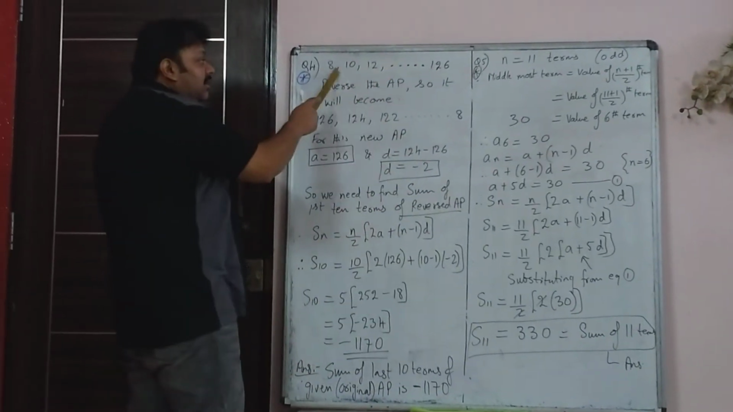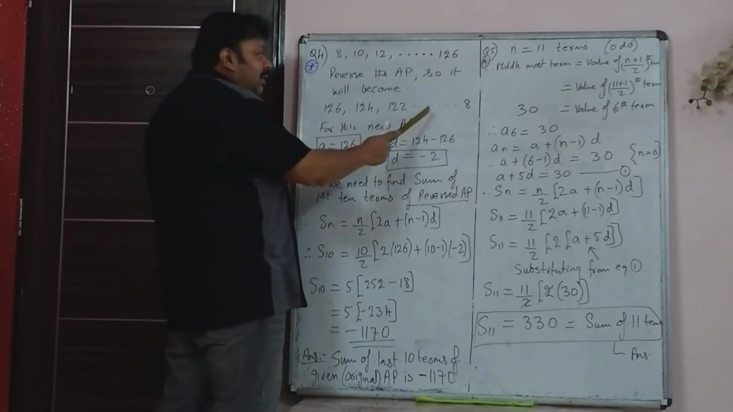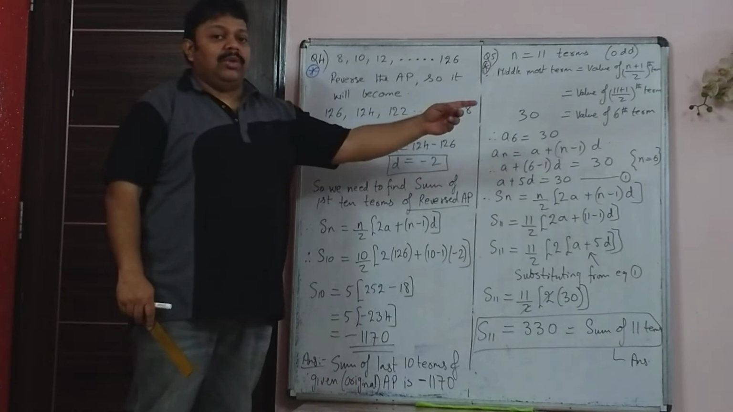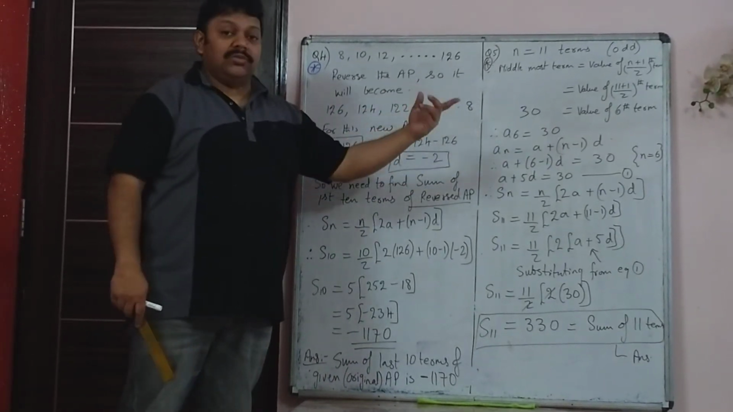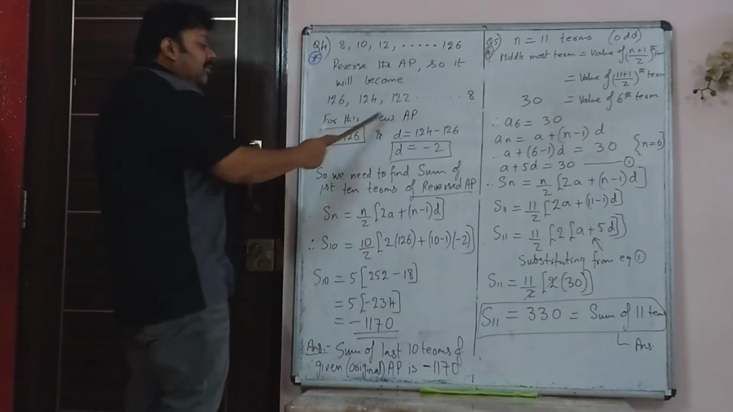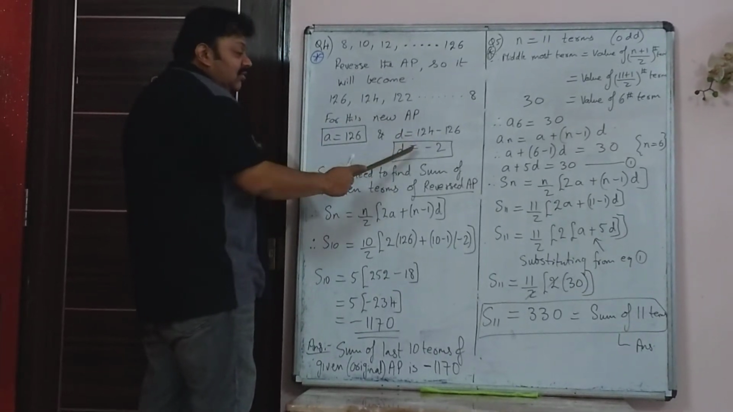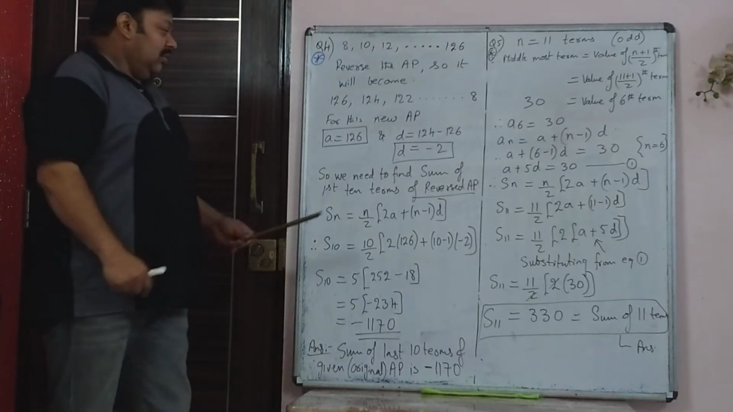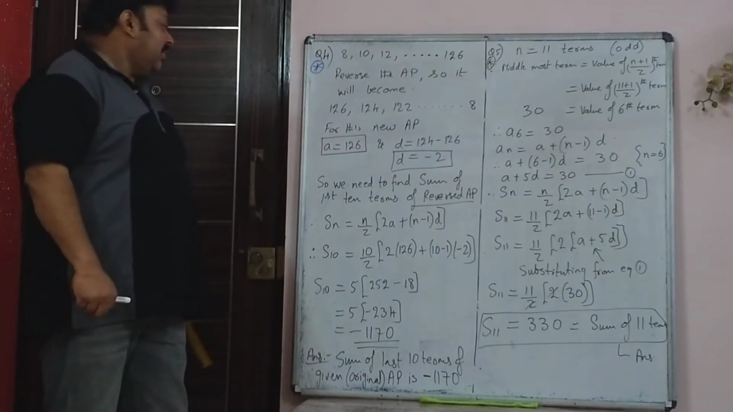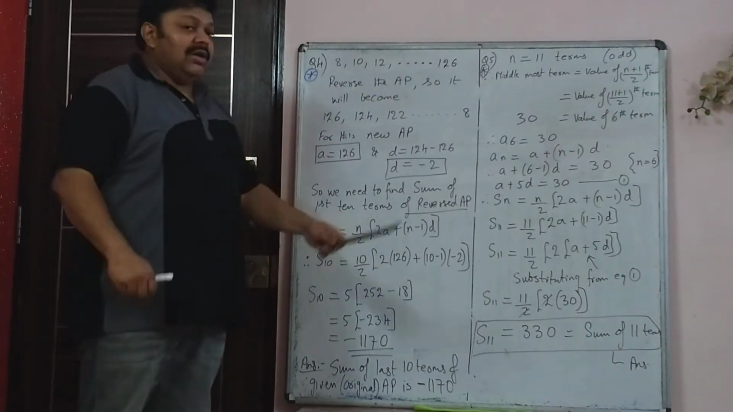I can see there is a common difference of 2. So I will write it as 126, 124, 122, and the first term becomes the last term, that is 8. So I just reverse the AP. Now I will find the sum of the first 10 terms, for which we have a direct formula. In this new AP, the first term is 126 and the common difference is 124 minus 126, which is minus 2. So we need to find the sum of the first 10 terms of the reversed AP.